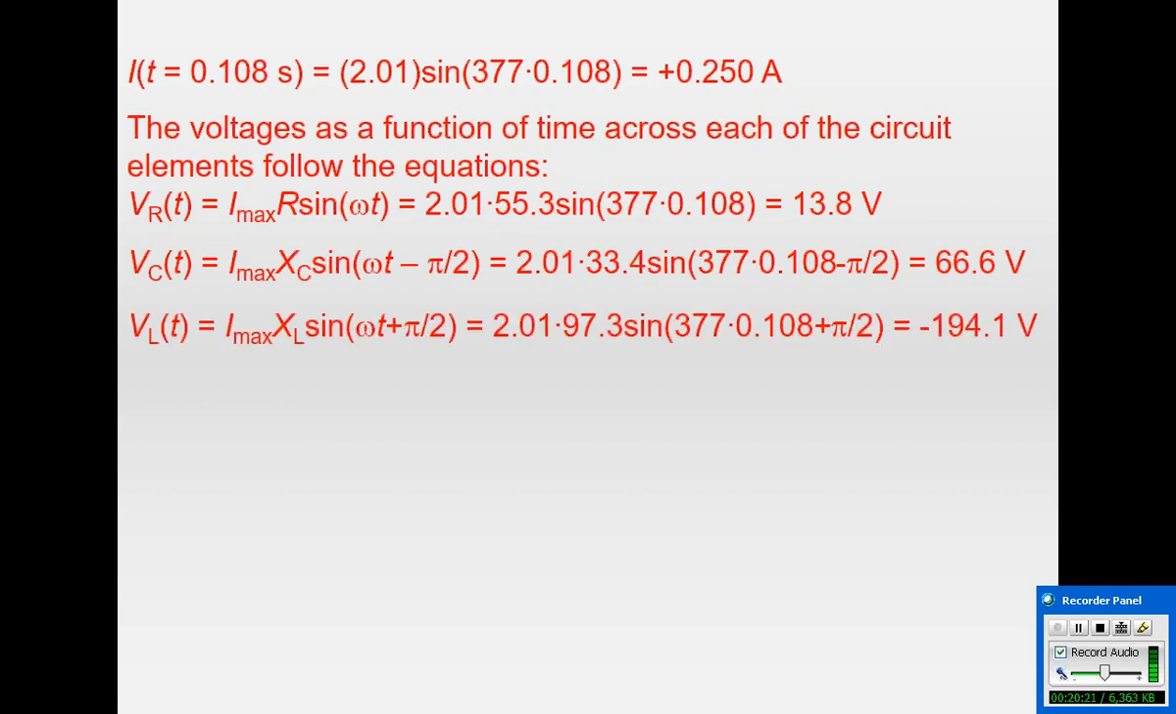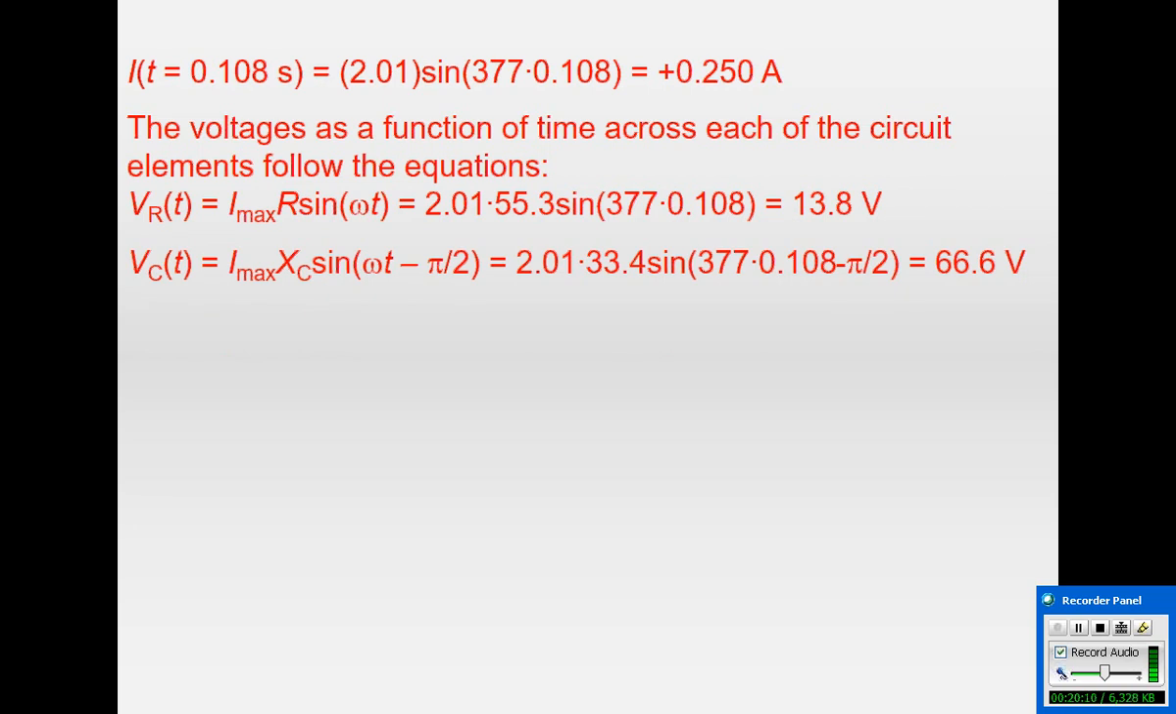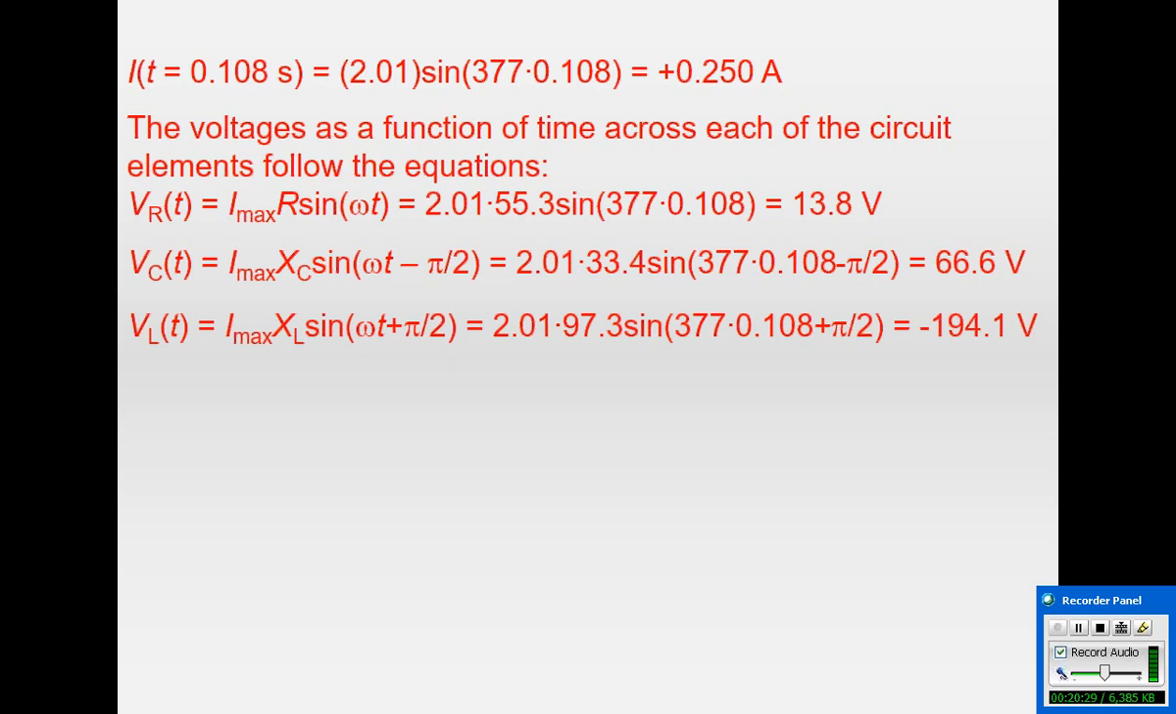And the voltage across the inductor. Same approach, but now the phase shift is plus pi over 2 because the voltage across the inductor leads the current through the circuit. Plug in the numbers, and we get that the voltage across the inductor is negative 194.1 volts.